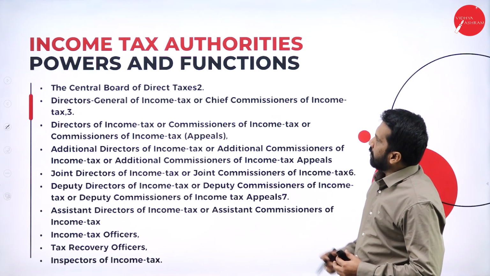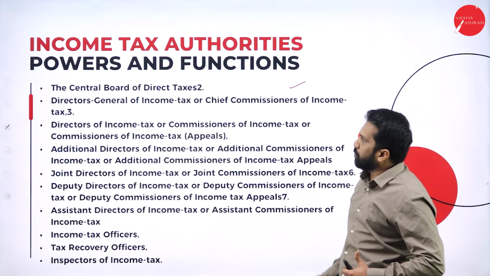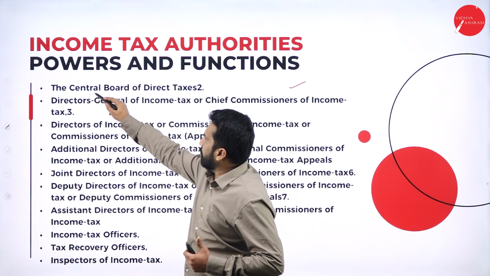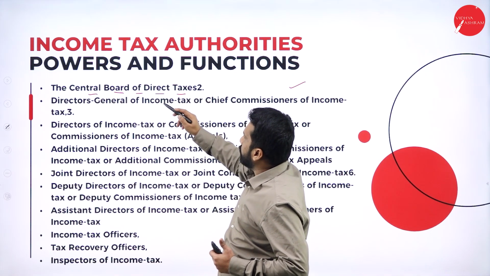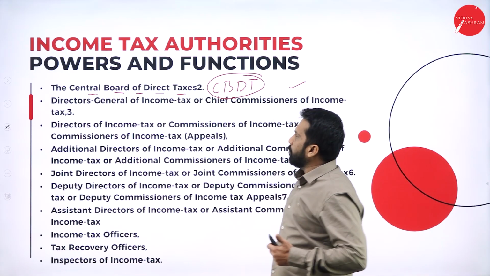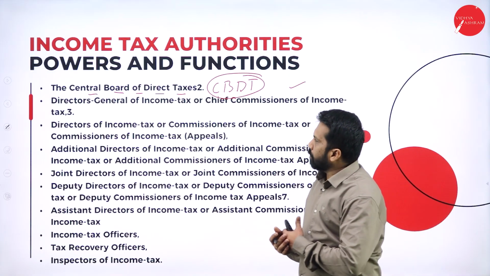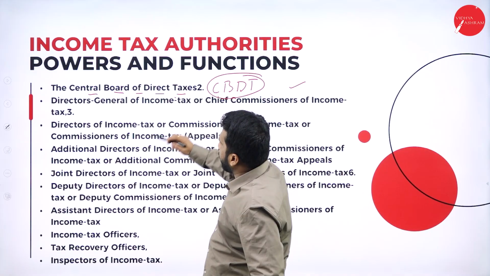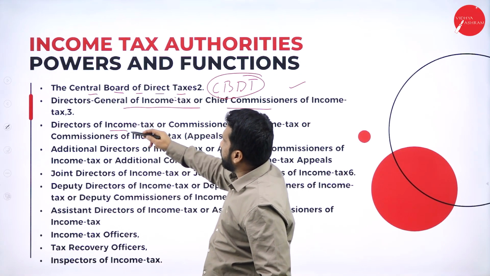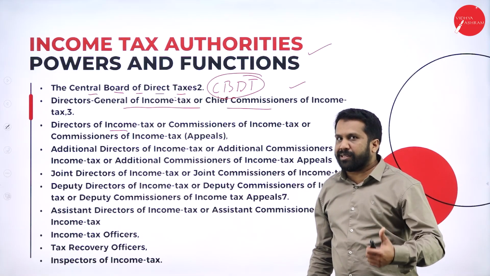Now, once you are done with that, income tax authority powers and functions. So this is also one of the most important. You know that we have an income tax authority like Central Board of Direct Tax. We call it as CBDT. CBDT stands for Central Board of Direct Tax. Now, what are the powers they have usually? The Central Board of Direct Taxes, Director General of Income Tax, Chief Commissioner, Directors. See, these are the income tax authorities.